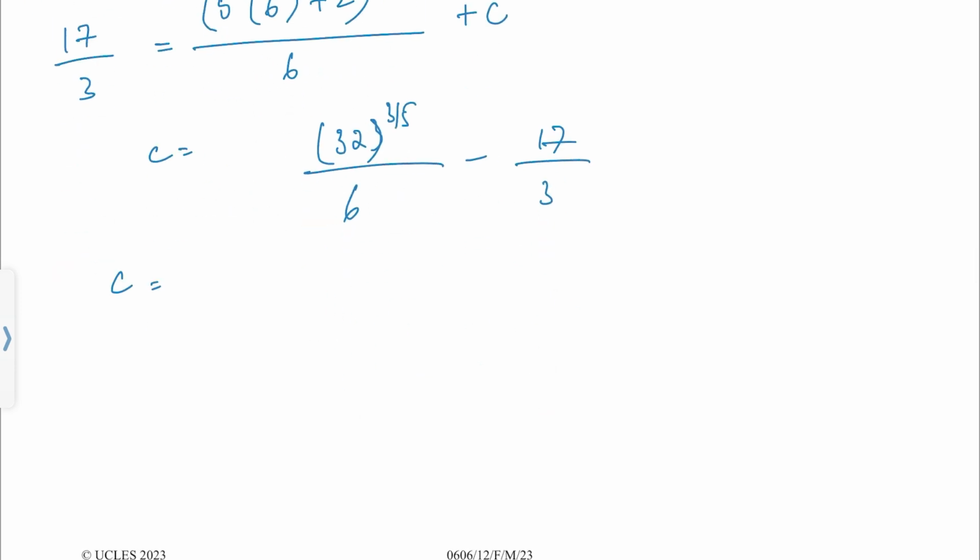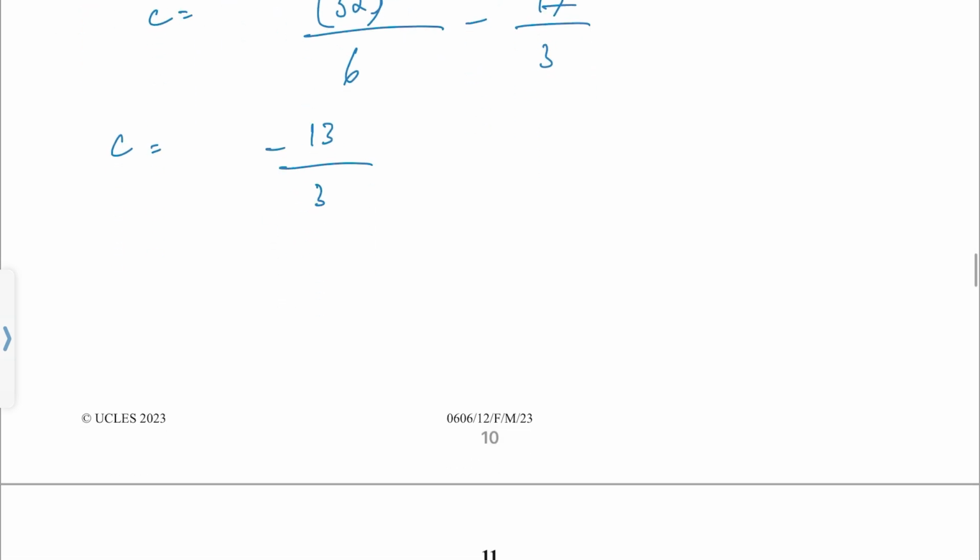Let's calculate the c. 32 to the power 3 over 5 would be, I guess, 2 to the power 3, which is 8. 8 over 6 minus 17 over 3. This would be minus 13 over 3.